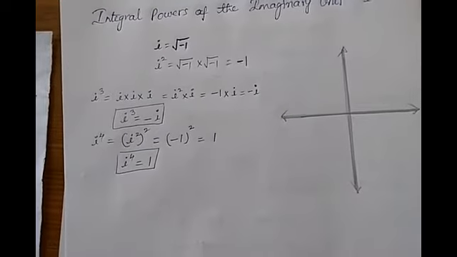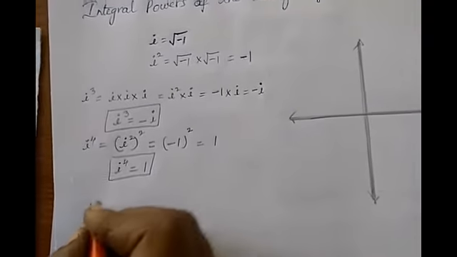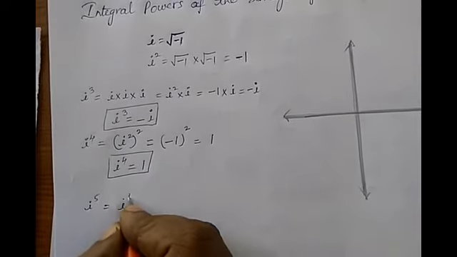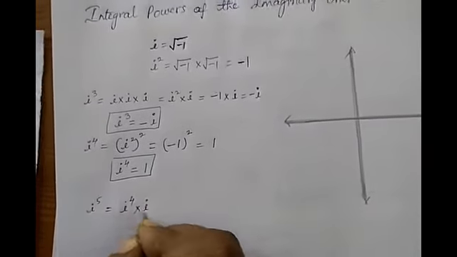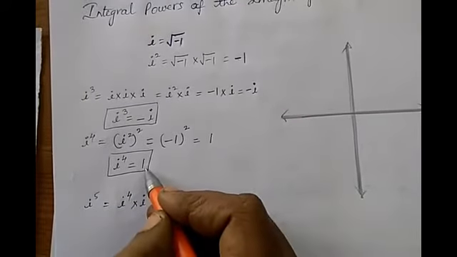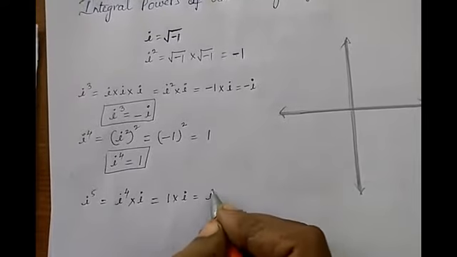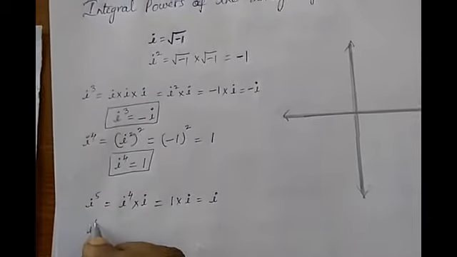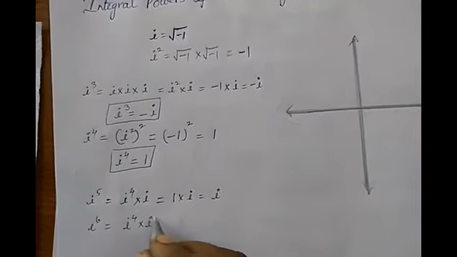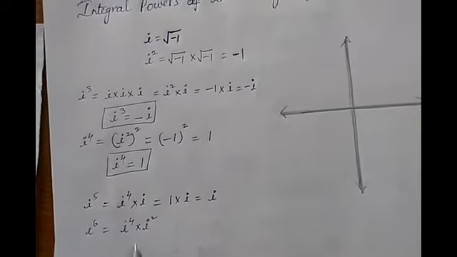Can we similarly work out i power 5, i power 6, i power 7? i power 5 can be written as i power 4 into i. What is the i power 4 value? 1. So 1 into i becomes i. Now i power 6 is i power 4 into i squared.